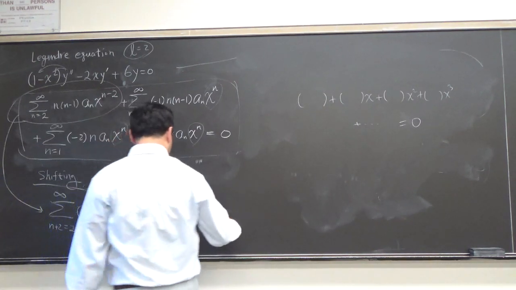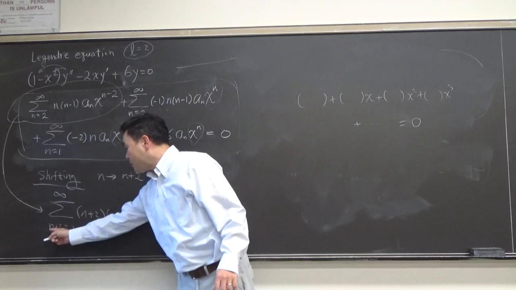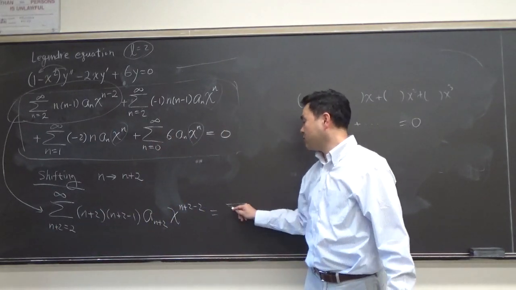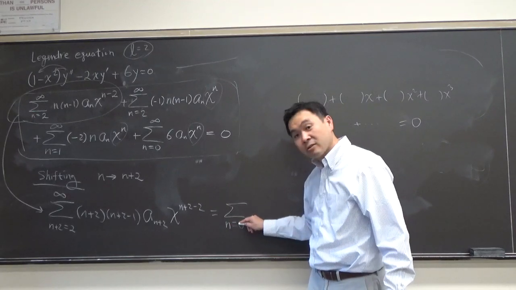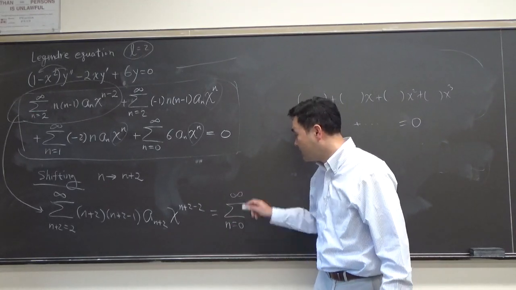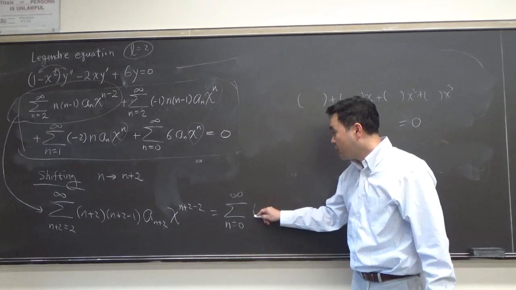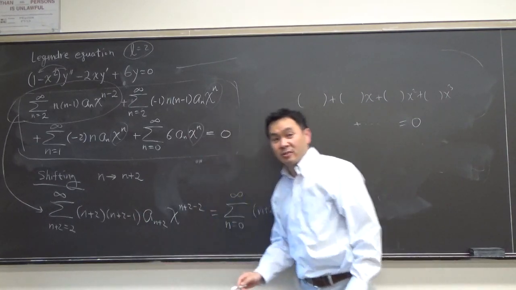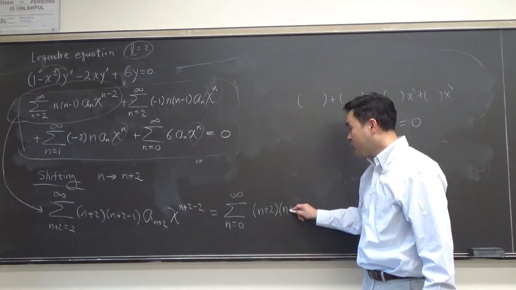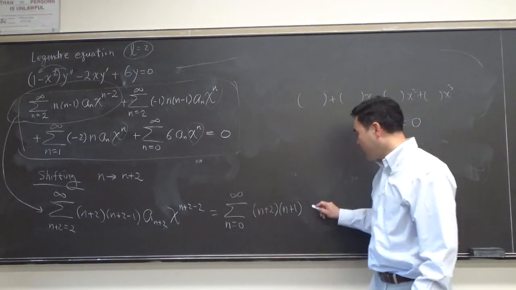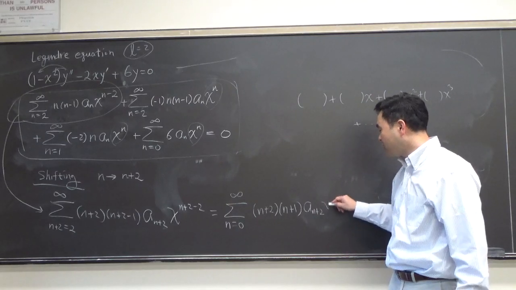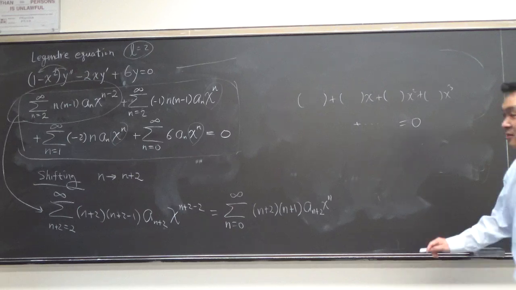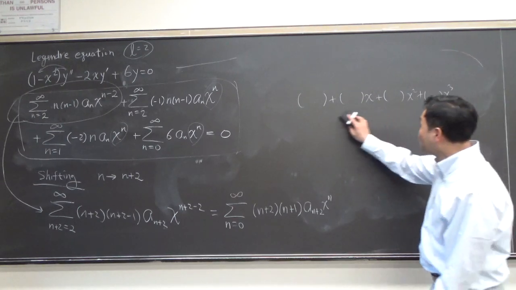So how does this simplify? If n plus 2 equals 2, then n is equal to what? 0. So n starts from 0 to infinity. N plus 2 minus 1 is n plus 1, and a_{n+2}, and x to the nth power. Exactly as we wanted. And that's called shifting.